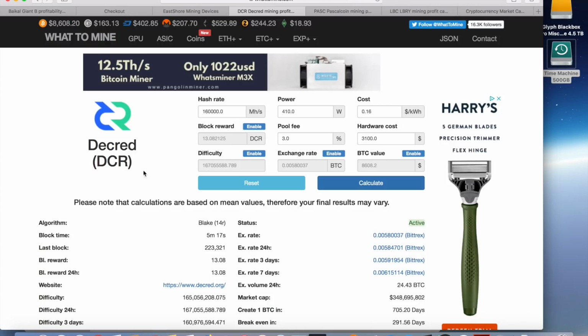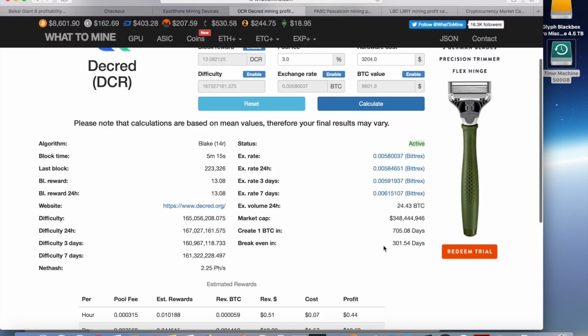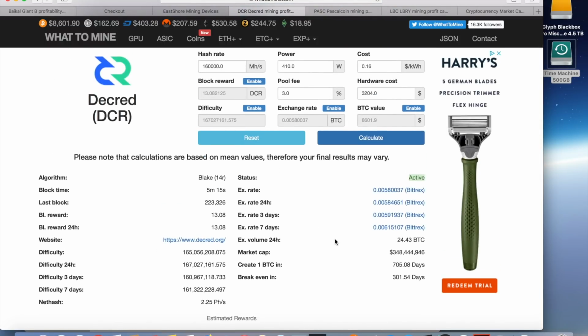Decred: I plugged in the numbers for the miner, 160,000 mega hashes, 410 watts, 16 cents per kilowatt hour, 3% pool fees, and a hardware cost of, I'm going to change this real quick to $3,204. That's going to be including a power supply, and if you get it from these people, it's free shipping, so there's no shipping added here. So calculate. You're looking at 300 days to break even. Now I'm going to do something after I run through these three. I'm going to show you the all-time highs that these coins were making back in January, because the numbers right now don't look good on anything because the market is so down.